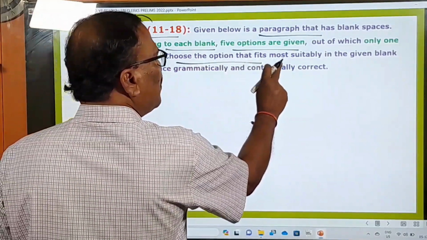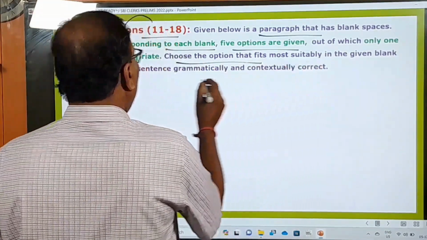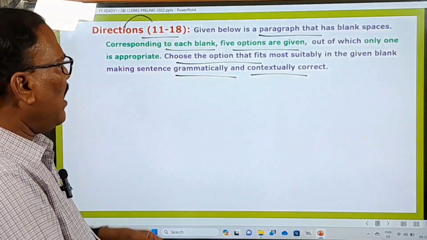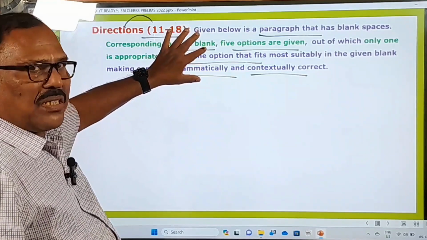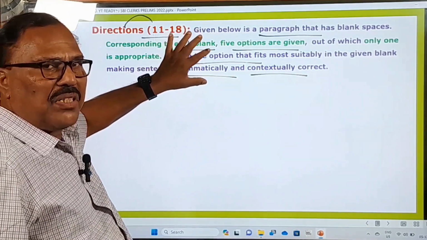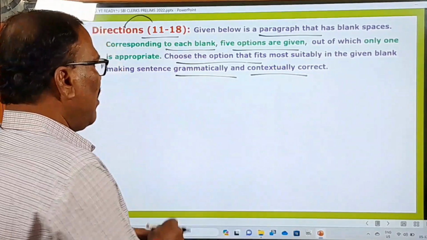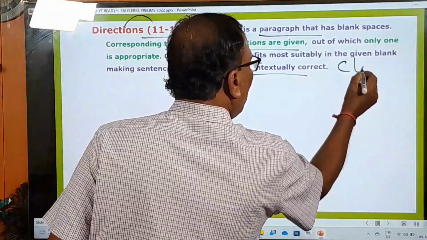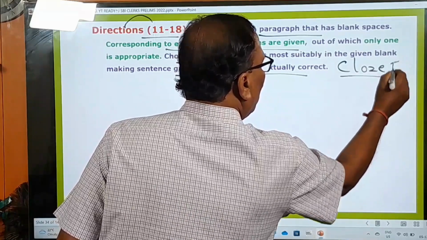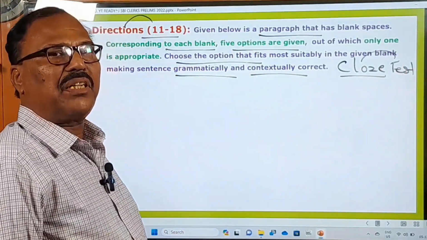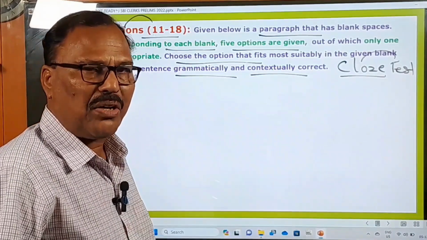Choose the option that fits most suitably in the given blank, making the sentence grammatically and contextually correct. Right? So these are the directions. Okay, are you following me? This is nothing but a cloze test. Cloze test means CLOZE, not CLOSE. This is cloze. Cloze test means what? Supplying words into the given blanks. That is the meaning of the cloze test.